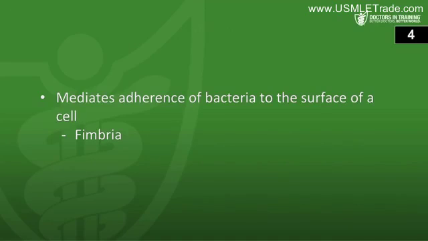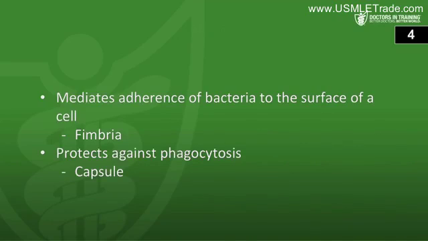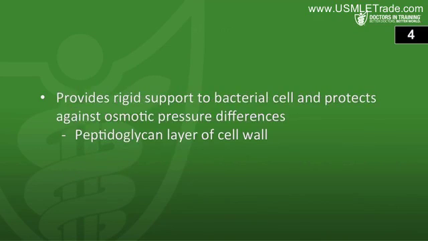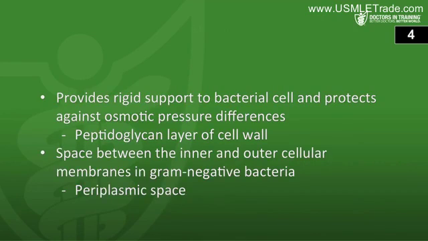All right, first question. What bacterial structure has the following function? It mediates adherence of bacteria to the surface of a cell. That's the fimbriae. Protects against phagocytosis. That's capsule. Provides rigid support to the bacterial cell and protects against osmotic pressure differences. This describes the peptidoglycan layer of the cell wall. Space between the inner and outer cellular membranes in gram-negative bacteria. This is the periplasmic space.